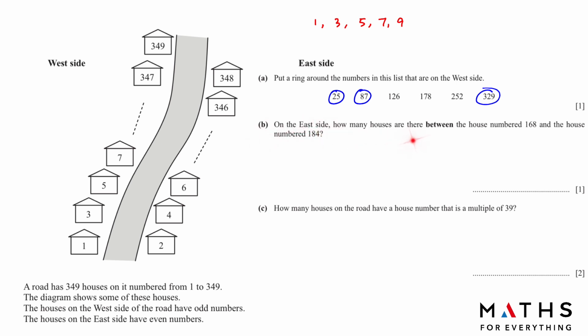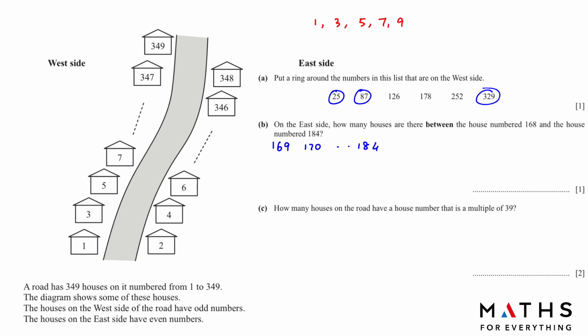On the east side, how many houses are there between the house numbered 168 and the house numbered 184? If you don't understand, the long way would have been you write 169, because we want between, we do not want including, and write all the numbers till 184. All the numbers that are even, you circle them, and that will be your answer.